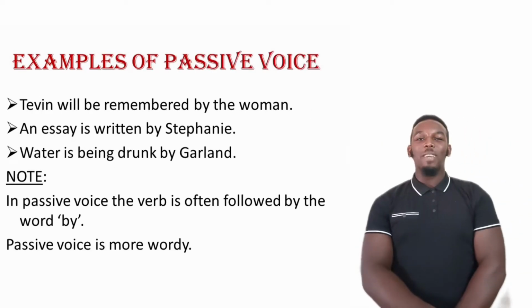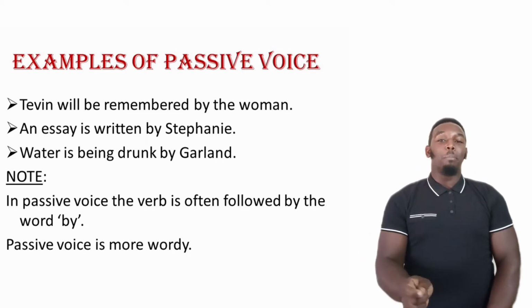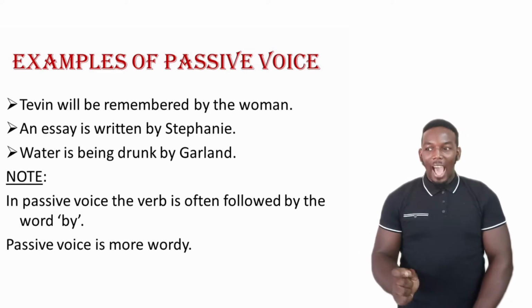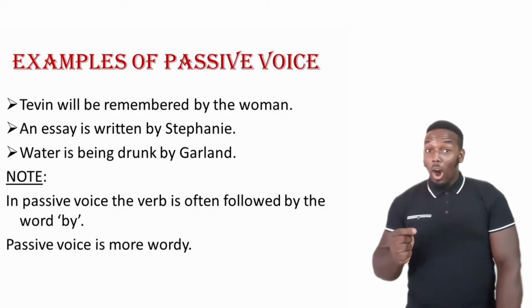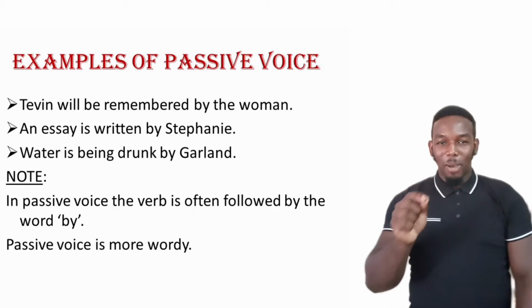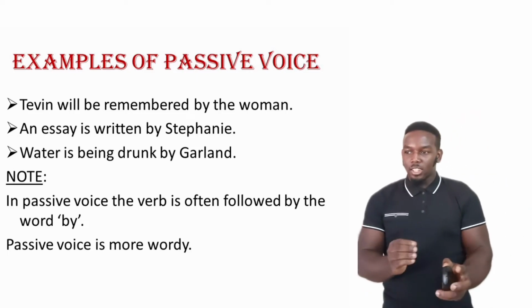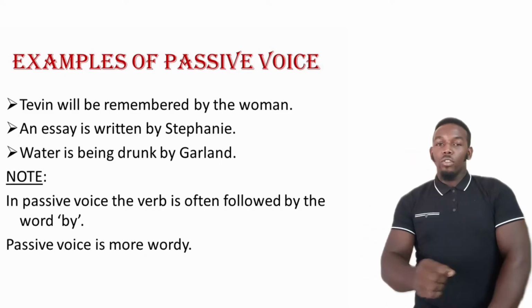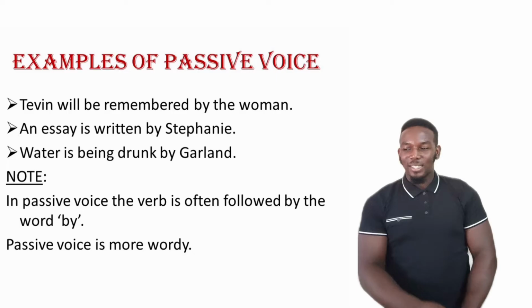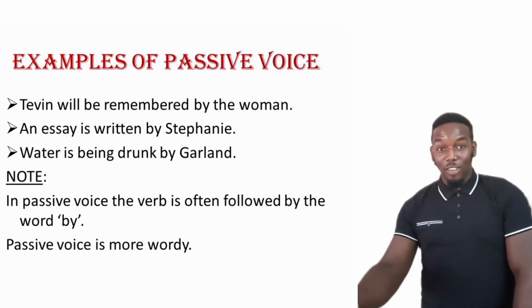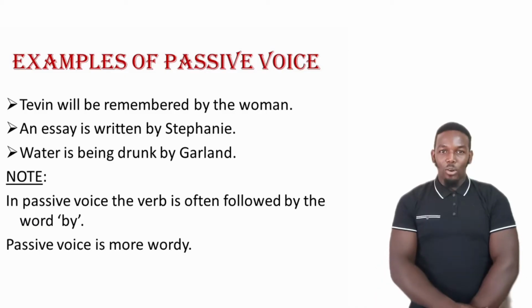Now, here are some examples. Tevin will be remembered by the woman. An essay is written by Stephanie. Water is being drunk by Garland. So as you can see how the structure changed. In passive voice, the verb is often followed by the word by, as you've noticed. And likewise, as you have noticed, the passive voice uses more words.